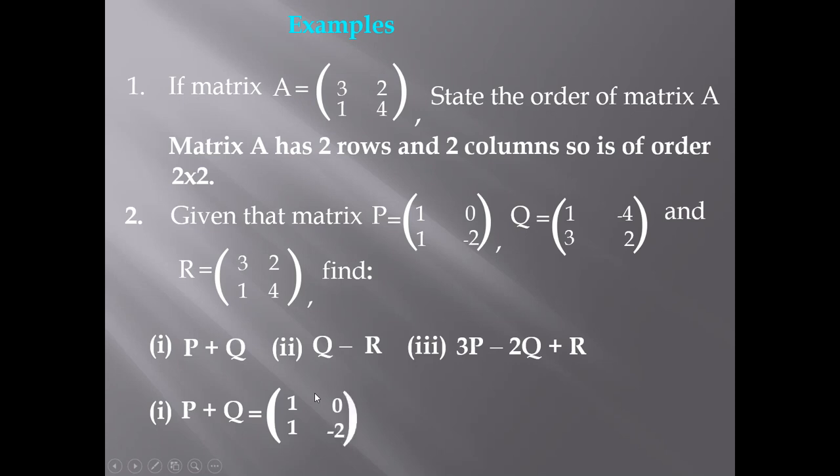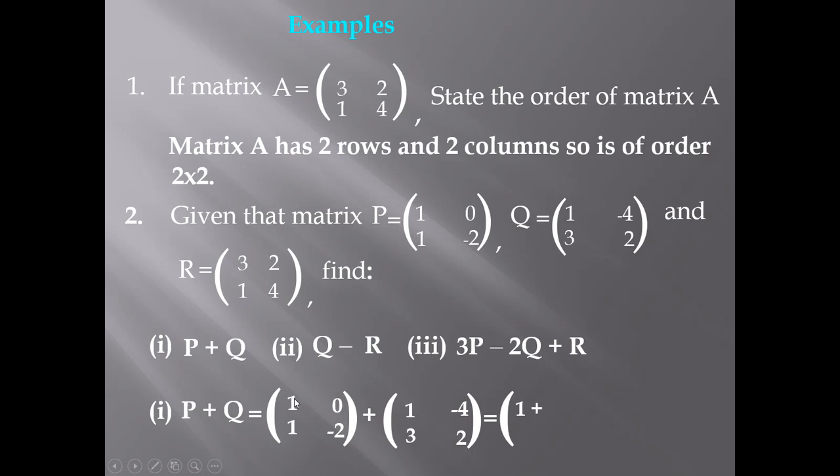So we are going to add, since the orders are the same. That is the first condition. If the orders are not the same, then you cannot add or subtract. So our addition and subtraction will depend on whether the orders are the same. We are going to add elements in the same position. So I will get this one and I add it to this one. First row, first column. First row, second column. So we shall add 1 plus 1, 0 plus negative 4, then 1 plus 3, negative 2 plus 2. That's how we shall do the addition.